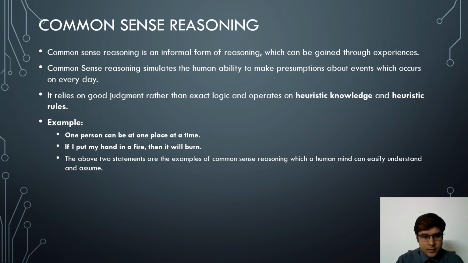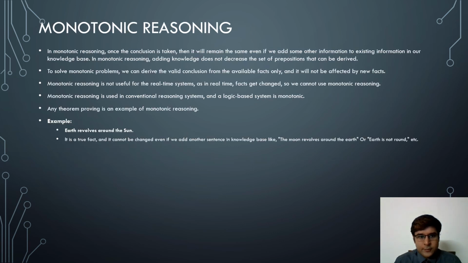For example, one person can be at one place at a time. This is common sense. If I put my hand in fire, then it will burn. This is also common sense. The above two statements are the examples of common sense reasoning, which a human mind can easily understand and assume. Next, we move on to monotonic reasoning.